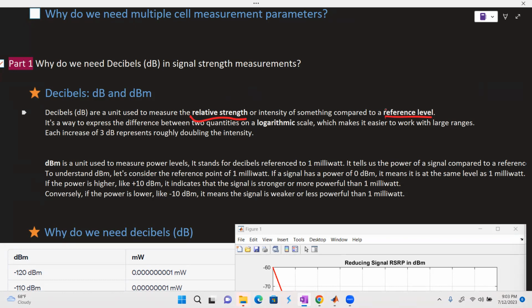One thing to note is that each increase of 3 dB represents roughly doubling the intensity of the signal. This is a very important fundamental truth about decibels, which could be very useful as an intuitive sense of dB. Similarly, negative 3 dB will be half the power.